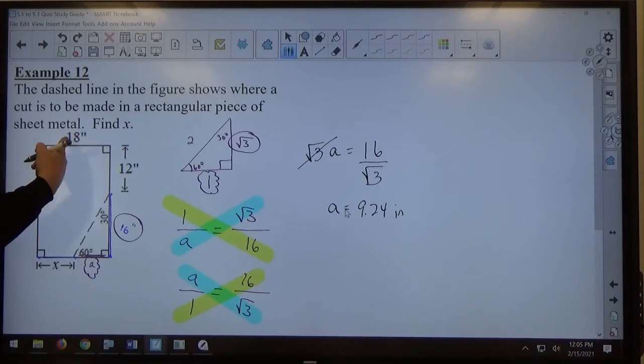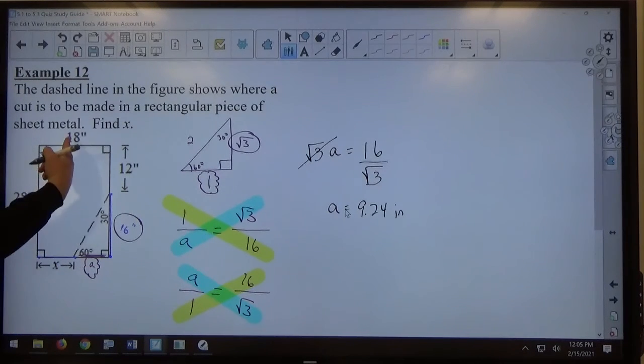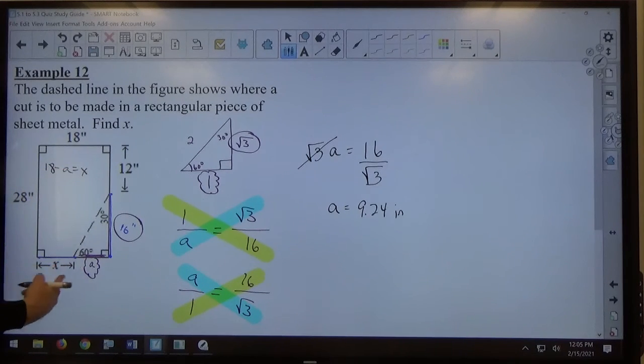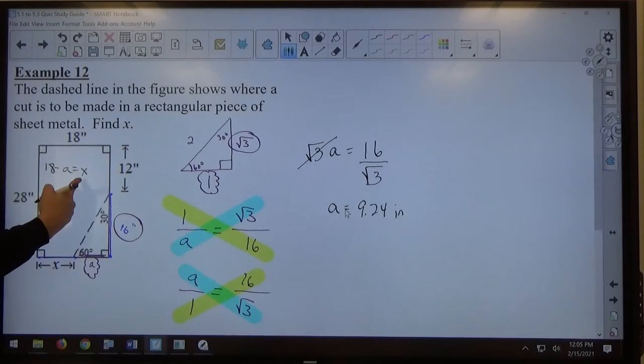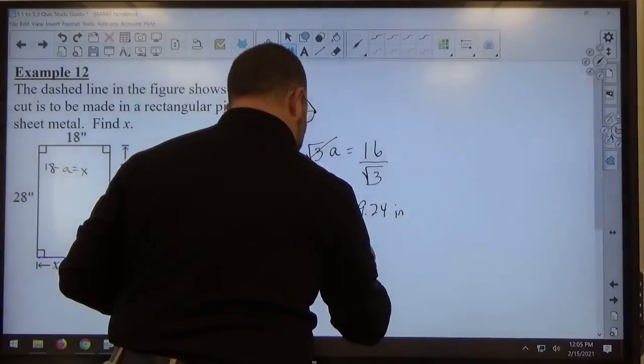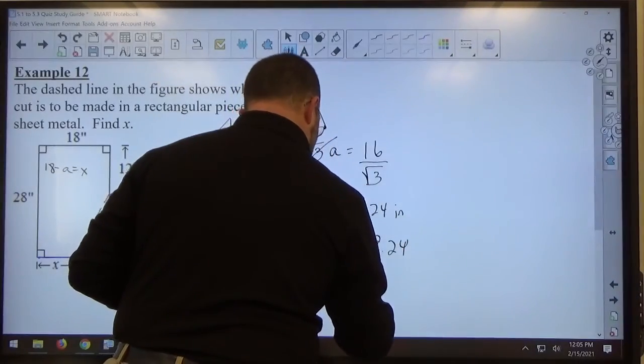The question says find X, and I had to find A to be able to find X. These two pieces make 18 inches, so 18 minus A is equal to X. That's the relationship between A, X, and 18. What I'm looking for equals 18 minus what I found. So X should equal 18 minus 9.24, which equals 8.76 inches.